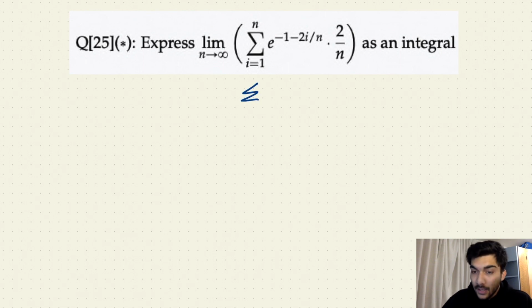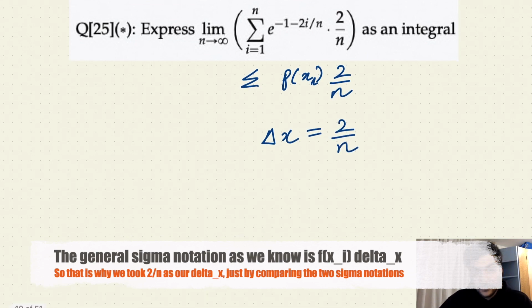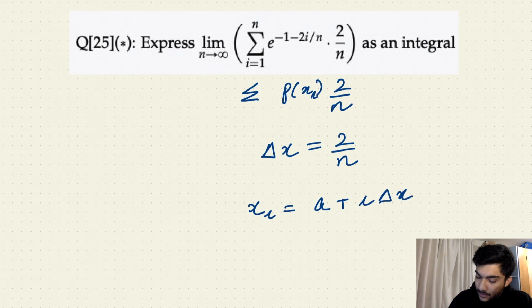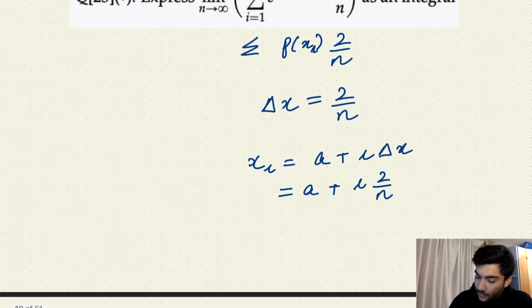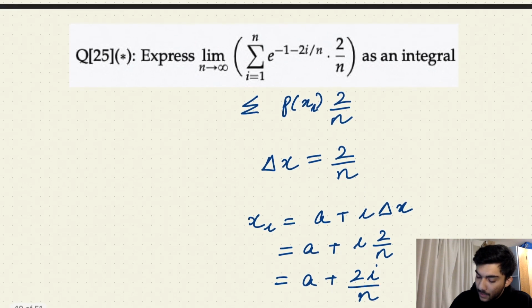So we'll start with again comparing this sigma notation to the sigma notation that we have for a Riemann sum. And I can clearly see in this case as well that my delta x is 2 by n, right? And now I have to find my xi, and I know that my xi is a plus i delta x, which in this case would be a plus i times 2 by n. And by simplifying it down again, it would become a plus 2i by n. And I can clearly see that I have a 2i by n term in this case.